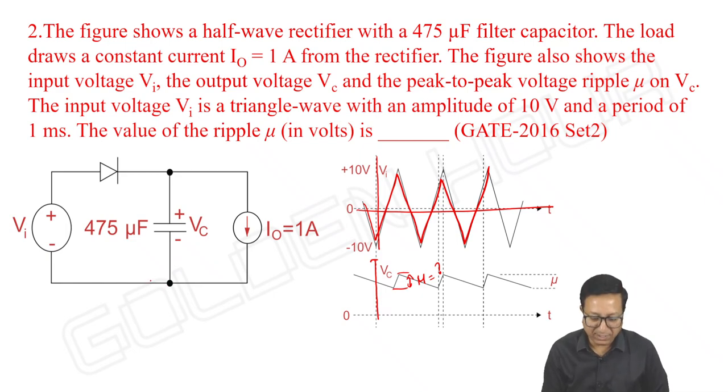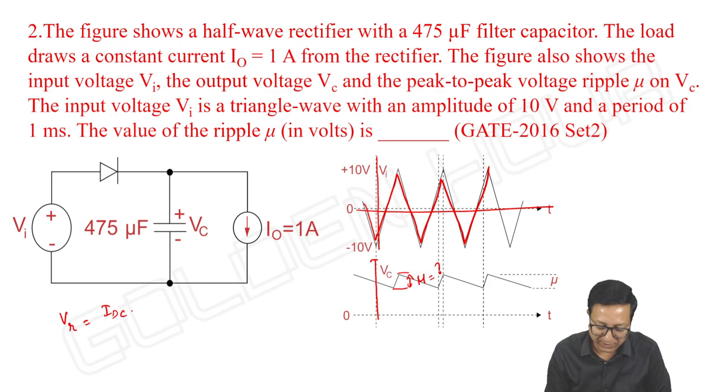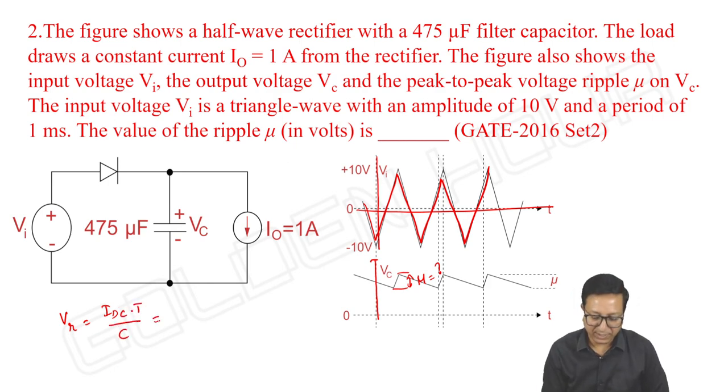Okay, here we are well aware that VR, the peak to peak ripple voltage, is equal to IDC into T by C. Here IDC is equal to I0 or IL, it is 1 ampere, into period 1 millisecond, by capacitor 475 microfarad. The answer will be 2.1 volts.